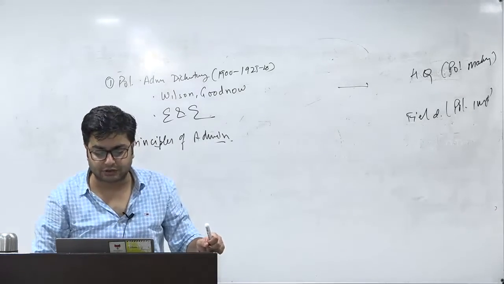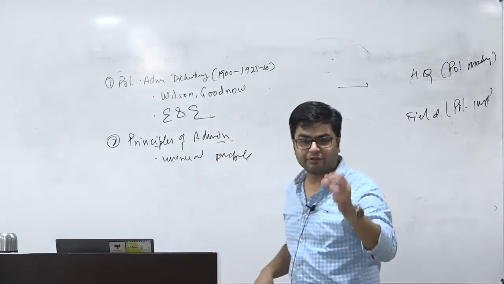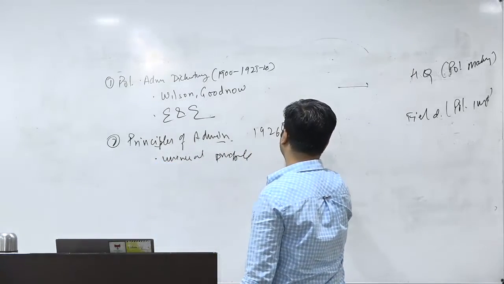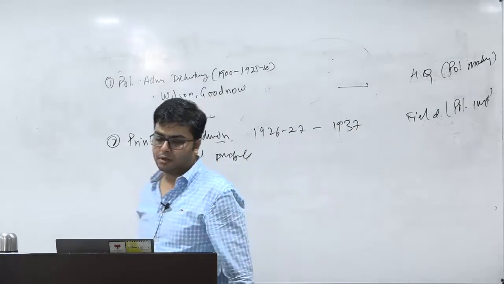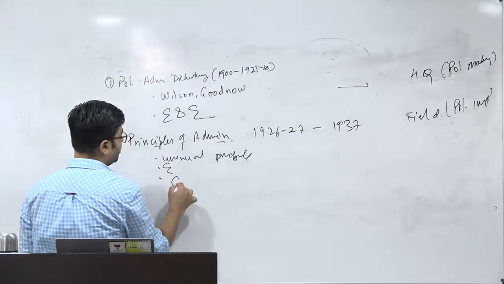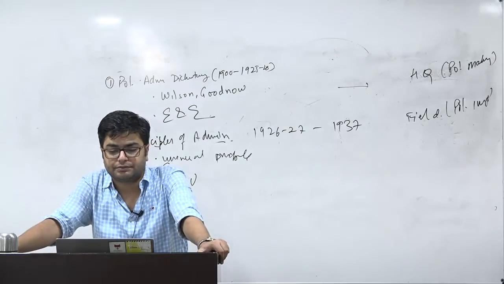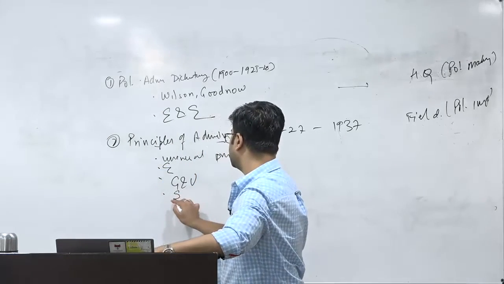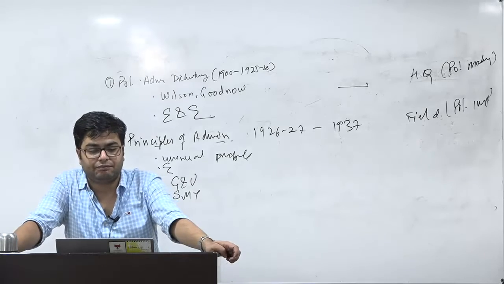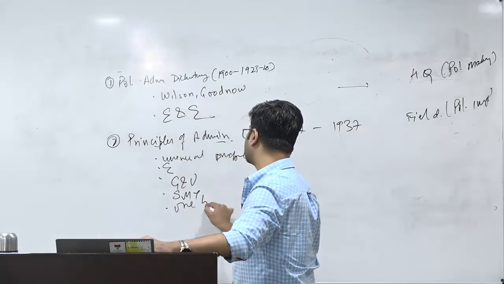Next is the principles of administration. The idea was the universalization of principles, that we will come up with certain principles that will be universally applicable to public administration, largely from 1926-27 to 1937. Obviously, the focus was on efficiency. Gulick and Urwick were among the foremost proponents of the idea of universalization. At the core was SMT, wherein the focus was on things like hierarchy, division of work, span of control, and the quest for the one best way.